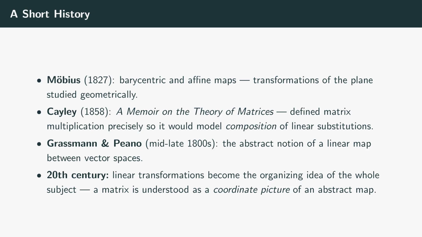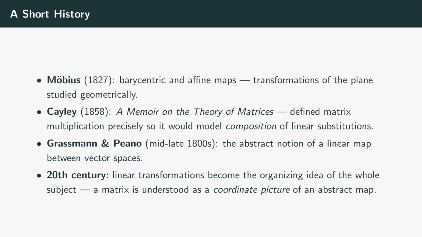A little history, because this viewpoint was hard won. In 1827, August Ferdinand Möbius studied transformations of the plane geometrically, working out how figures move and map onto one another. The decisive step came in 1858, when Arthur Cayley published his memoir on the theory of matrices. Cayley did not define matrix multiplication arbitrarily. He defined it precisely so that multiplying two matrices would correspond to composing the linear substitutions they represent. In other words, the strange row-times-column rule exists exactly so that matrices model functions.